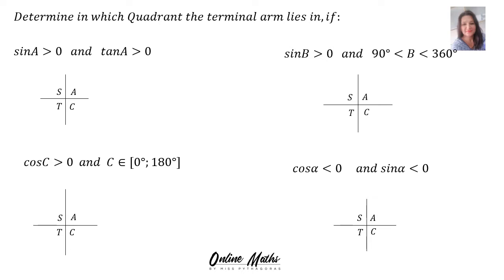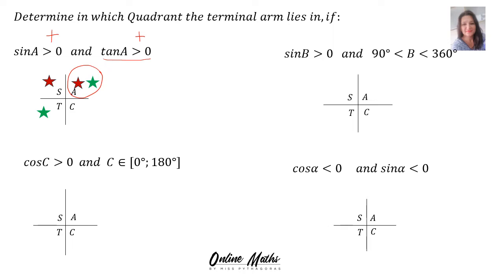Now, if you look at the first sketch here, sin A bigger than 0, and we have tan A bigger than 0. In other words, tan positive. Where is tan positive? In the first and the third quadrant. So now this is where you find your two stars. That is where your terminal arm will lie.